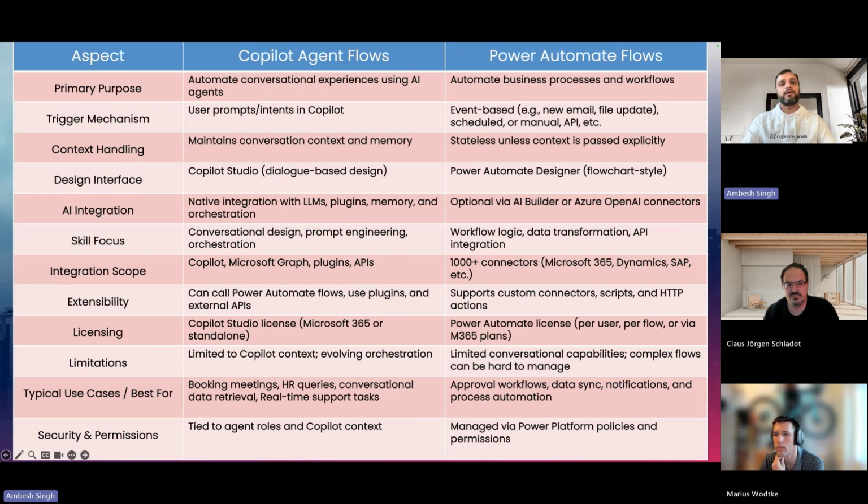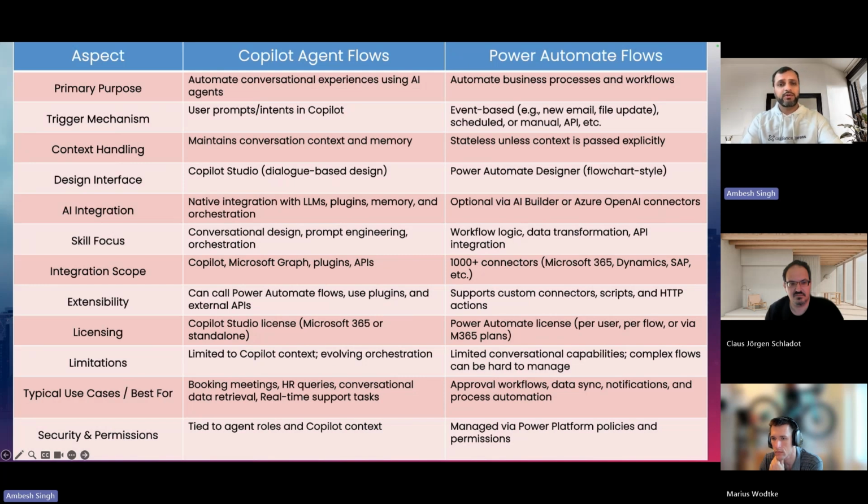In contrast, Power Automate flows are general purpose tools focused on business process automation. They support a wide range of trigger types, including event-driven, scheduled, manual, or API-based triggers. And they're created using the flowchart style interface in the Power Automate Designer. These flows are stateless by default, unless context is explicitly passed.